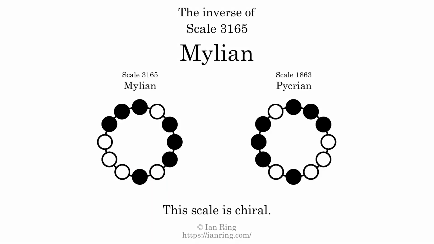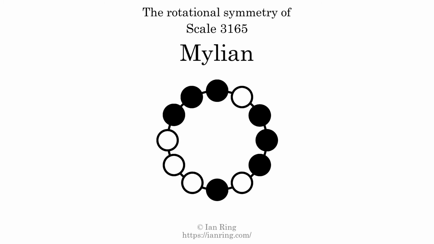The inverse of a scale is a mirror image. It is what you get when the sequence of intervals is reversed. The inverse of this scale is scale 1863, also known as Pykrien. This scale is chiral. It cannot transform into its inverse by rotational transformation. This scale has no rotational symmetry.